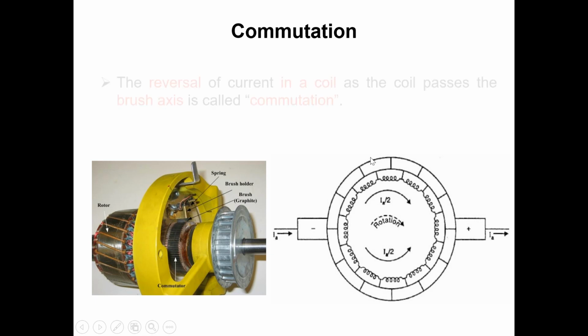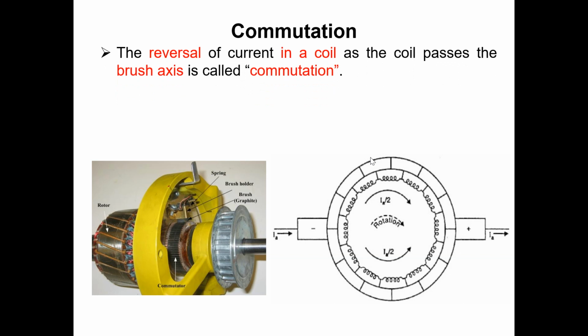And then the process of reversal of current in a coil, which coil? That is the coil which is under commutation, meaning the coil in contact with our brush. The reversal of current in a coil as the coil passes the brush axis. These are the brush axis, from this positive to negative. That means the midway of our brush is called the brush axis. The reversal of current in a coil as the coil passes the brush axis is called commutation.